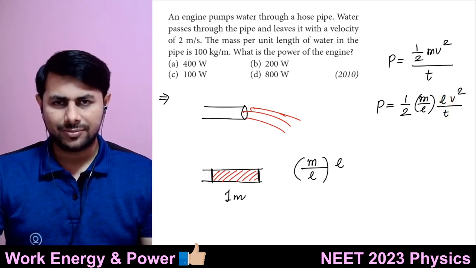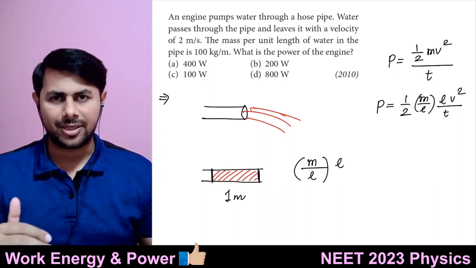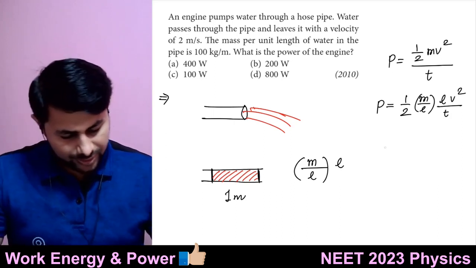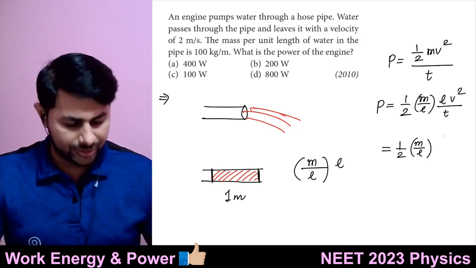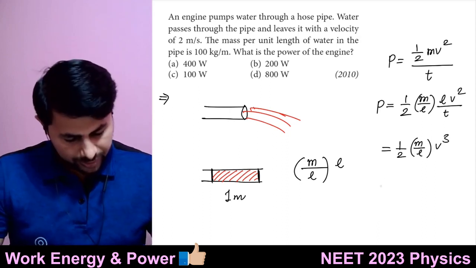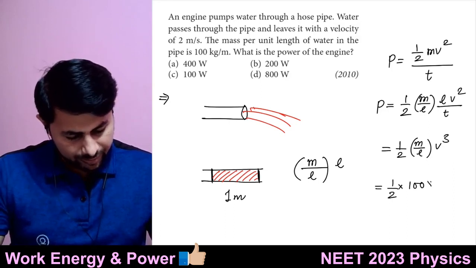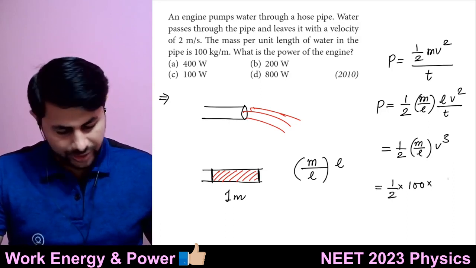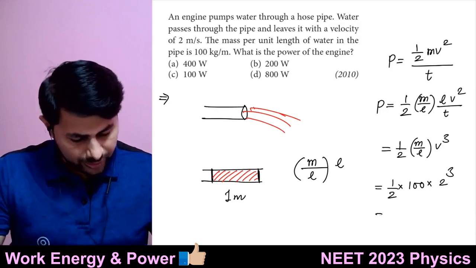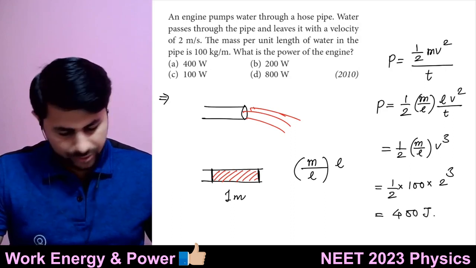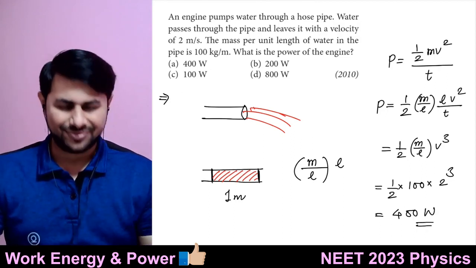It's the velocity, right? The length covered divided by time taken. It's the velocity. So this is equal to half of m upon L multiplied by velocity into velocity square. So it is velocity cube. So this is equal to half of m upon L, which is 100, multiplied by v cube. We have v is 2. We have 2 raised to 3, which is 8. 8 upon 2 is 4. 4 times 100, 400 joules. Sorry, what joules? This is power. So 400 watts is the answer.